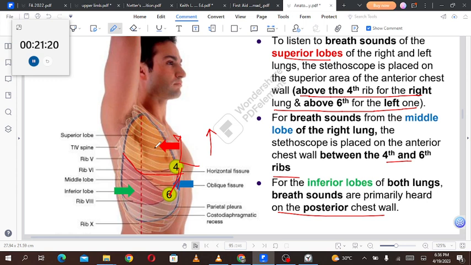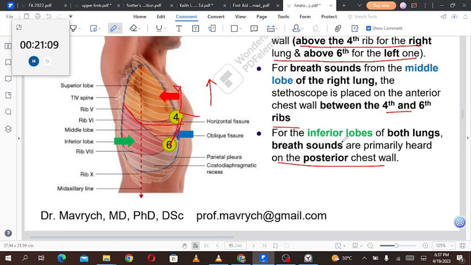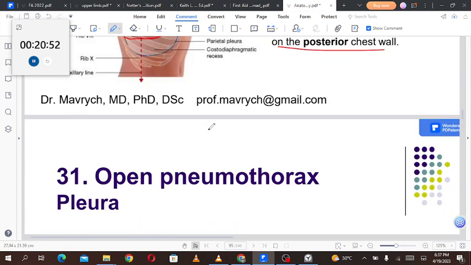The middle lobe, which is present only on the right side, must be auscultated between the fourth and sixth intercostal space, and the inferior lobes of both the lungs should be auscultated posteriorly. Okay, here you can see the extent of the inferior lobe posteriorly. It extends over the whole posterior wall as well. So remember this: posteriorly you are either auscultating the superior lobe or the inferior lobe. The middle lobe does not go back.